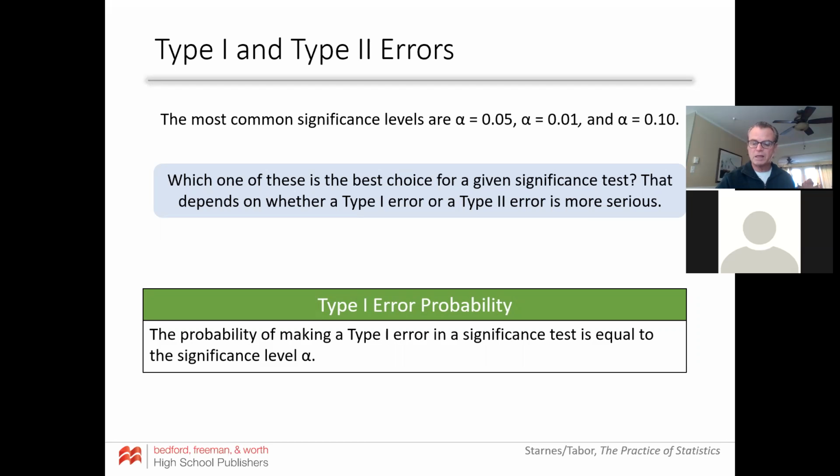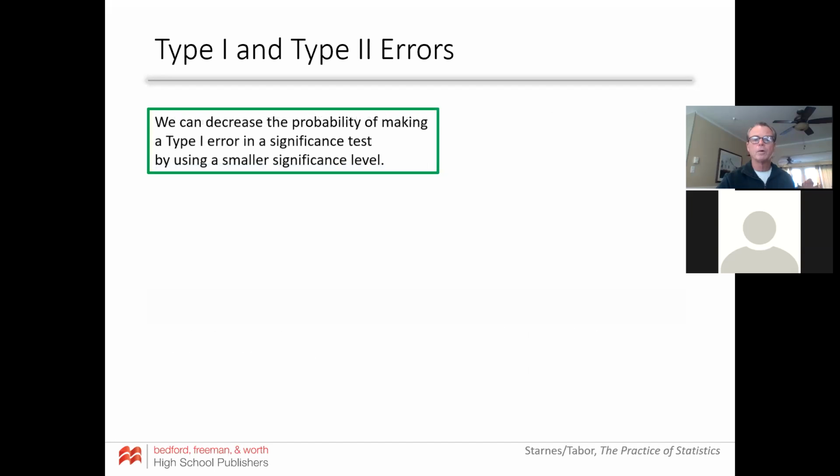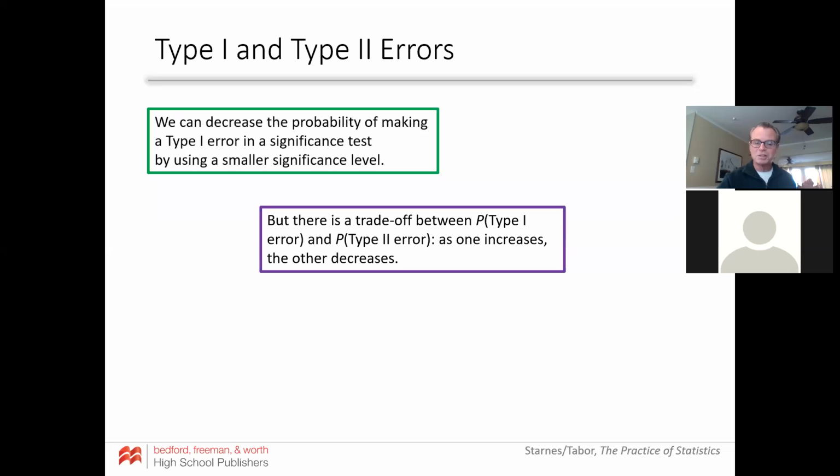The probability of making a type 1 error is the alpha level. Okay? So if the alpha level were smaller, there's less of a chance of making a type 1 error. But if there's less of a chance of making a type 1 error, the probability of making a type 2 error goes up.